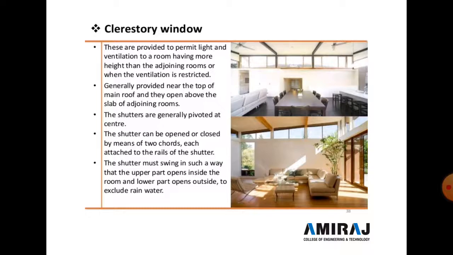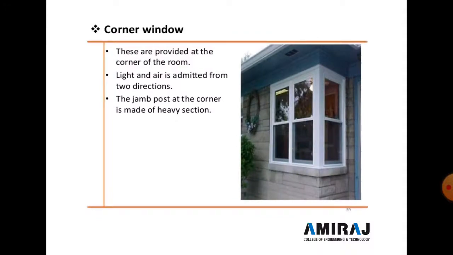Now the next type of window is a corner window. These are provided at the corner of the room, so that light and ventilation are obtained properly from both sides, and light and air are admitted from two directions. The jamb posts at the corner are made of heavy section because all the load is transferred through the jambs. So here at the corner, a strong wooden frame is provided because it takes the load.